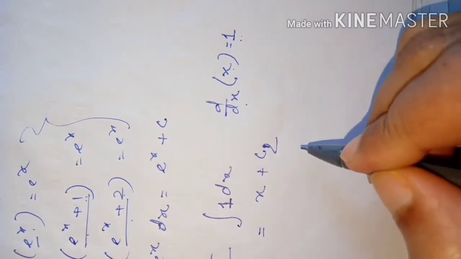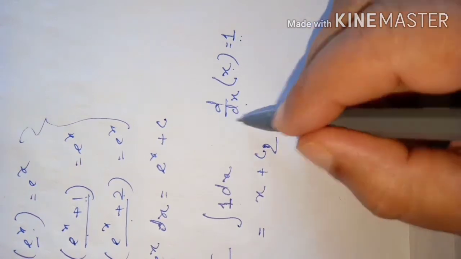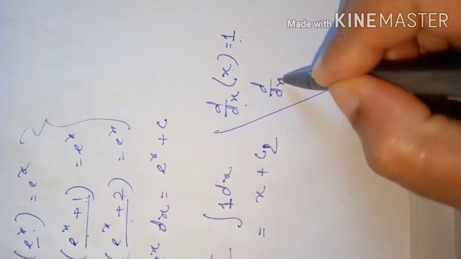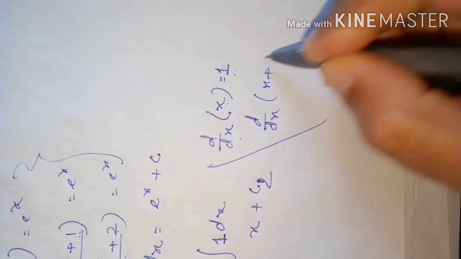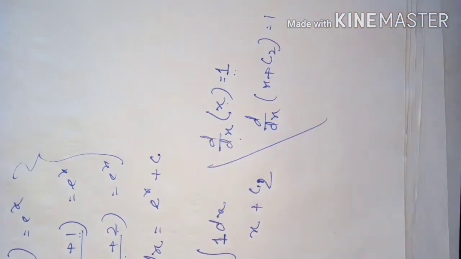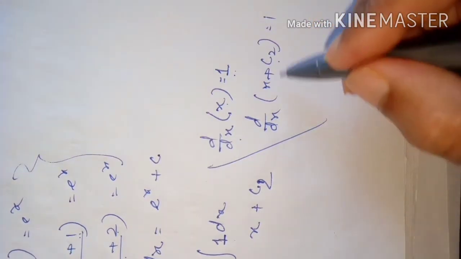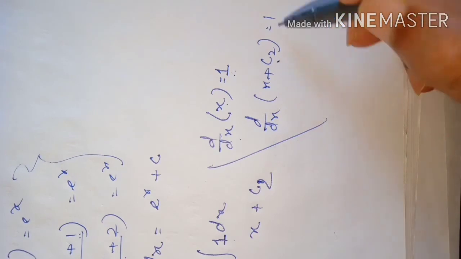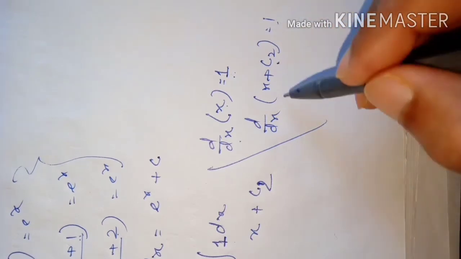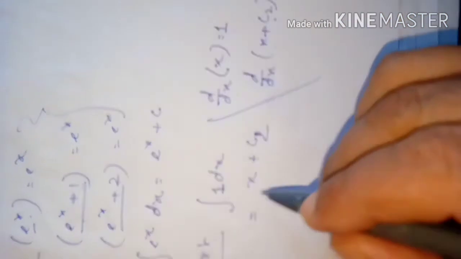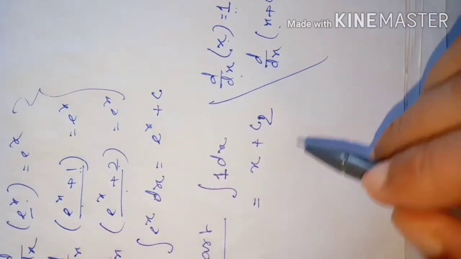Got the idea? You can say it like this: the derivative d by dx of x plus c2 is also equal to 1 only, because this is a constant. The derivative of a constant is always 0. That's why it will be equal to 1. So that's why the antiderivative of 1 is x. So ultimately we got like this.